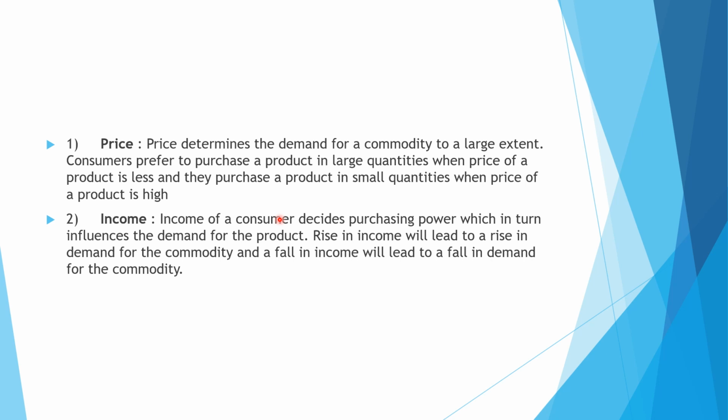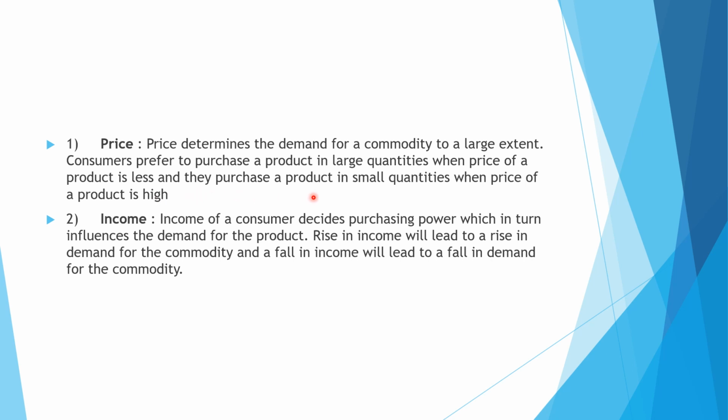First thing is we see the product, whether it is attracting or not. After that we come to the price. It's the only factor which is going to determine whether you're going to buy the product or not. Consumers prefer to purchase a product in large quantities when the price of the product is less. So if the price is less, then you will be buying two or three or more than that.